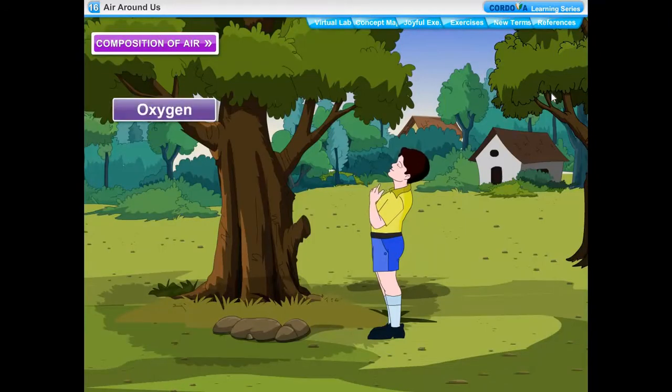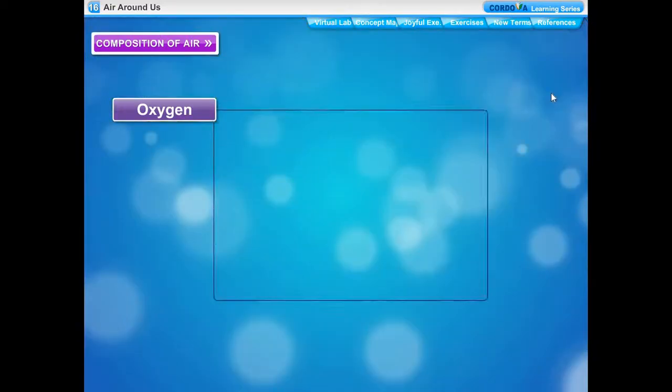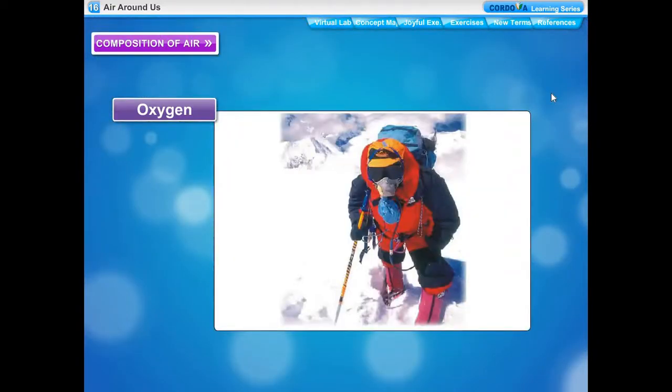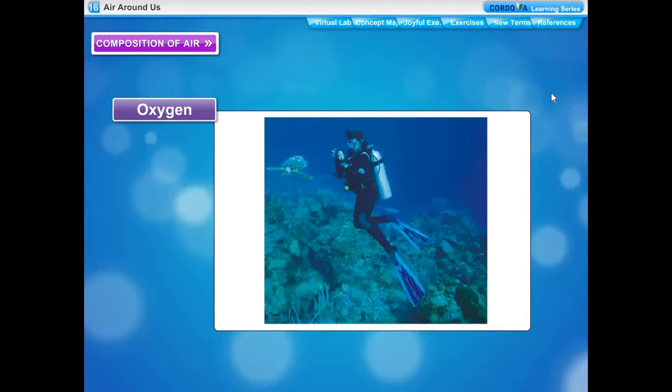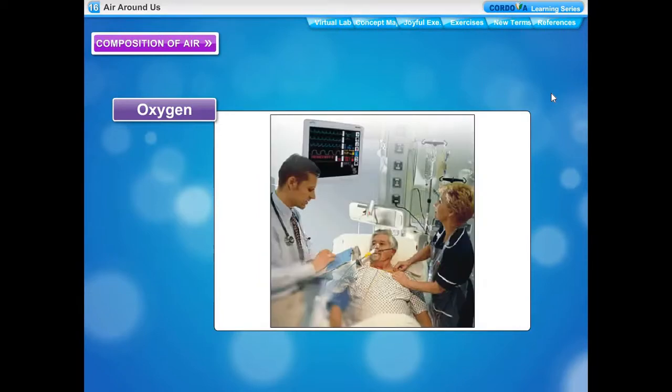Oxygen. All living organisms need oxygen for breathing. In places where oxygen is not sufficient, people use oxygen cylinders for breathing. For example, a mountaineer climbing a high mountain and a diver going into the deep sea use oxygen cylinders. Patients with breathing problems and patients in hospitals are also given extra oxygen from oxygen cylinders.